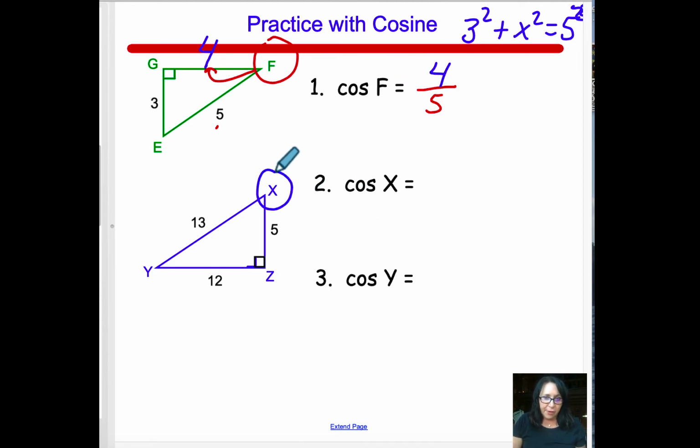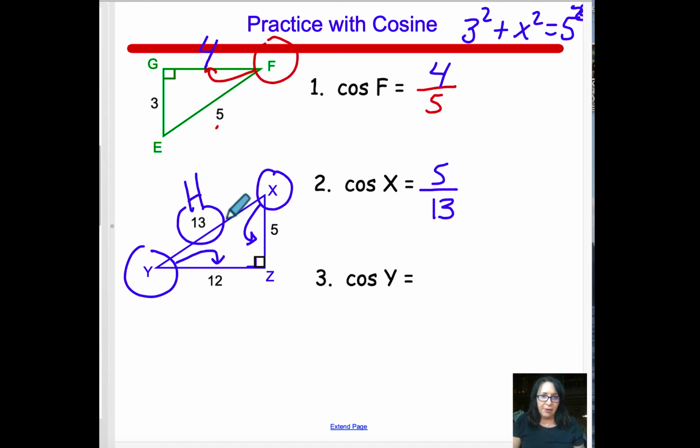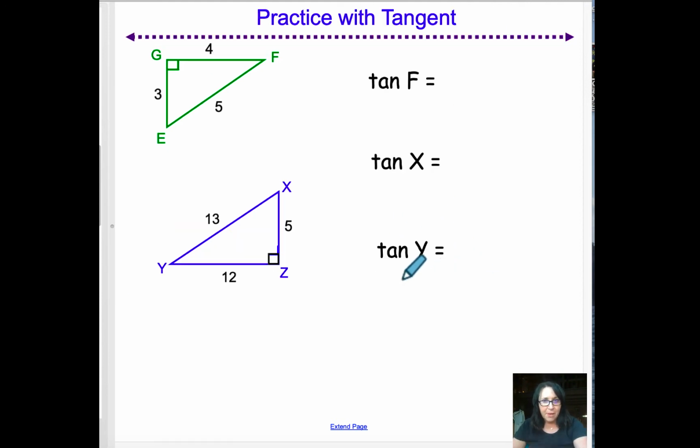Cosine of x, so now you're here. Cosine is adjacent, the 5, over the hypotenuse. And cosine of y, again, adjacent, not opposite, but adjacent over the hypotenuse. This is my hypotenuse. My hypotenuse is always opposite the right angle. So that would be 12 over 13. Something to remember too is that your hypotenuse always has to be the longest side. So remember that if you end up with a hypotenuse bigger than a side, then there's something wrong.